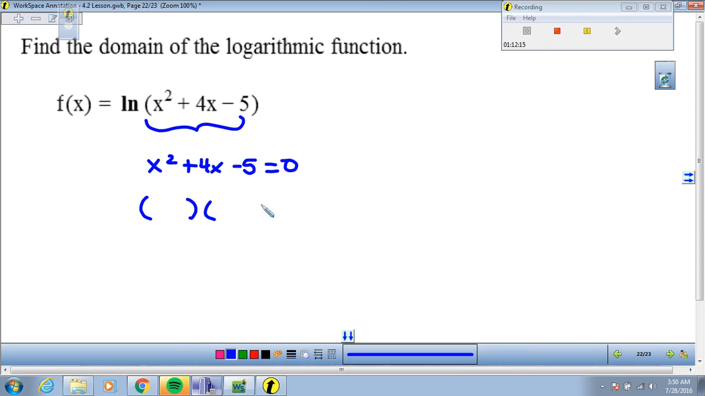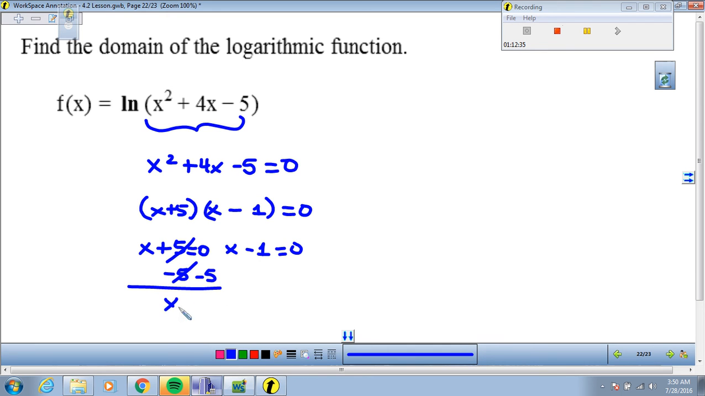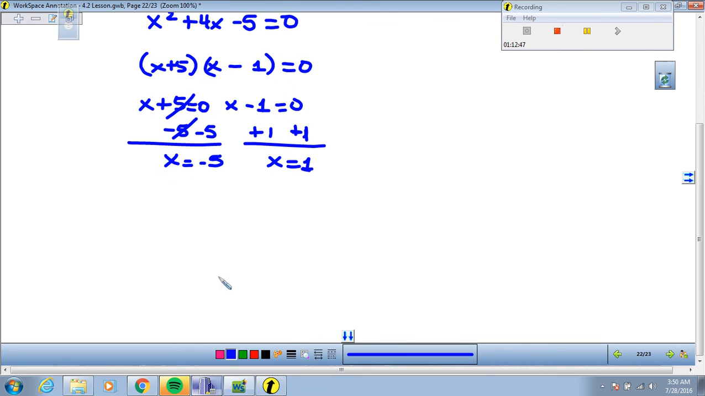Here, you're going to solve for x through factorization. 5 times 1 is 5, plus and minus. 5 times 1 is 5, and subtracted is 4. So yeah, the factorization did work. Minus 5, x equals negative 5, plus 1, x equals 1. Okay. So these are my two numbers that I'm going to use on the number line.